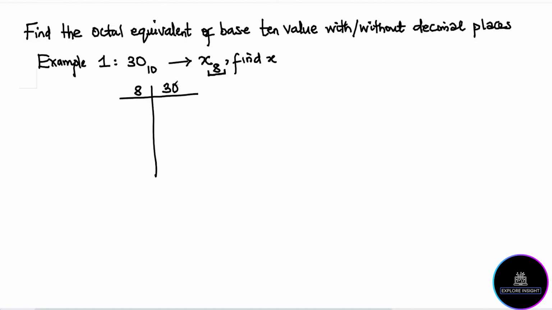Let's divide through. 8 into 30 will be 3. So 8 times 3 will be 24. 30 minus 24, remainder of 6. Take note, R is remainder. We're going to divide. 8 into 3 is impossible, so it will be 0. Now we will have this remainder to be 3.